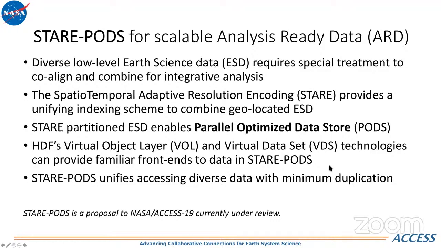And STARE is a way to index data. It provides a unifying index that allows different kinds of data to be brought together. And once you have that, STARE has some properties that are good for bringing that data together, and in particular for the way that you can parallelize the data. So you have an indexing that is both good for geographic information, but it's also good for working in the cyber domain as well.